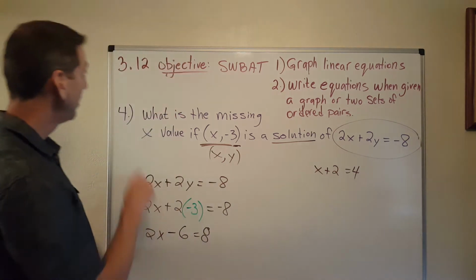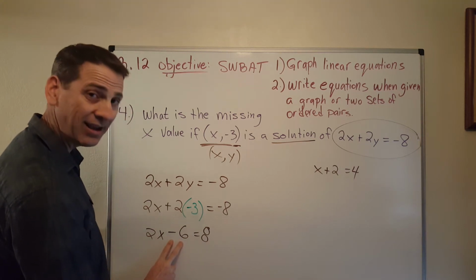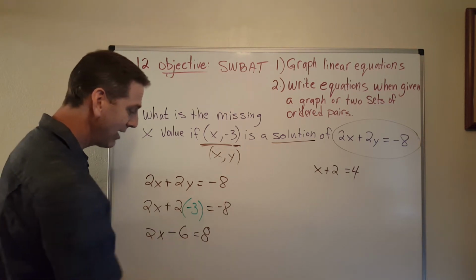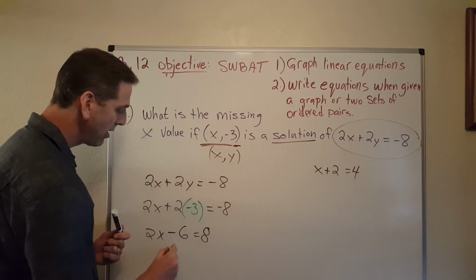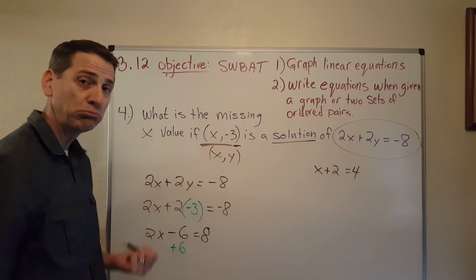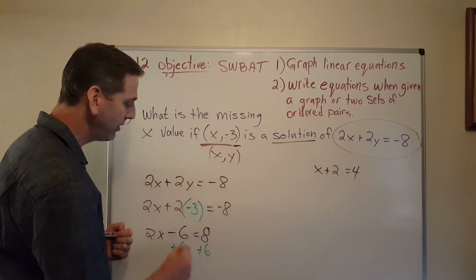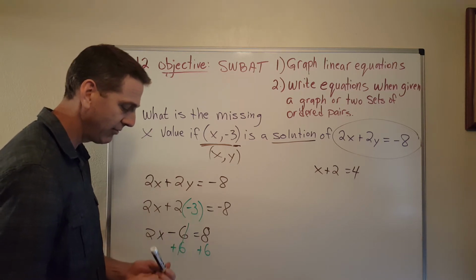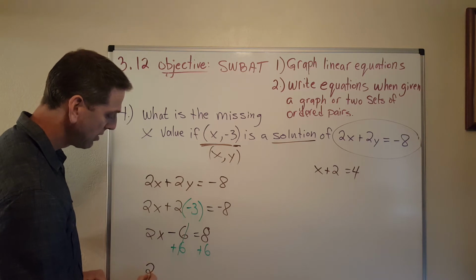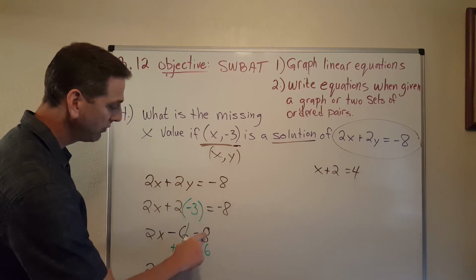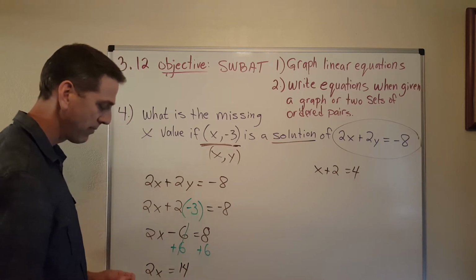We're on 3.12. All right, so we need to get rid of this 6. This is a minus 6. I can very easily get rid of a minus 6 by adding 6, right? And now it's gone. And I just have to do the same thing to the other side. So that cancels. So I end up with 2x equals 8 plus 6 is 14.